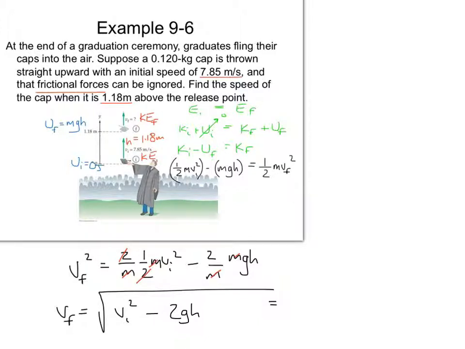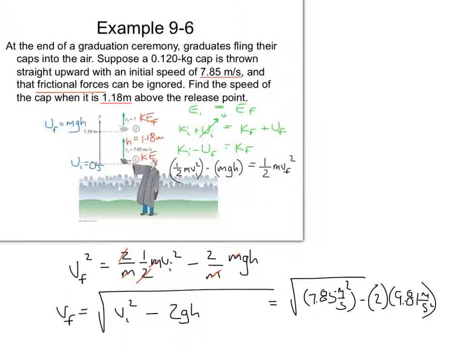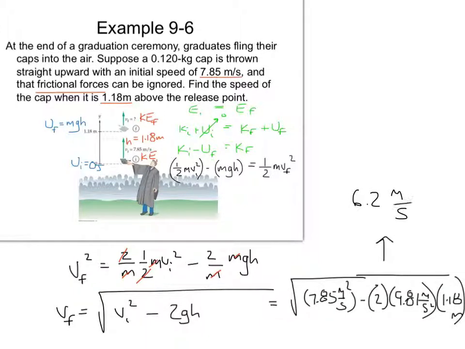All right, so it's going to be the square root of, what's initial velocity squared? Well, it's 7.85 meters per second, that value squared, minus 2 times 9.81 meters per second squared, times our height, which is 1.18 meters. So it's a square root of all that stuff right there. What do we get when we solve for our final velocity? I don't know about you, but I get 6.2 meters per second. It's probably still going up.